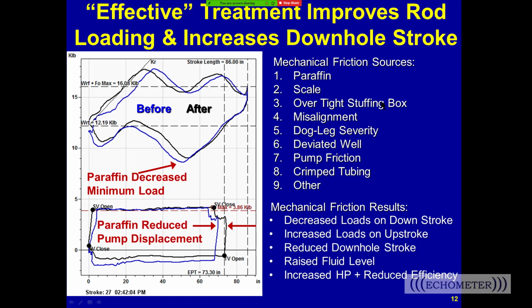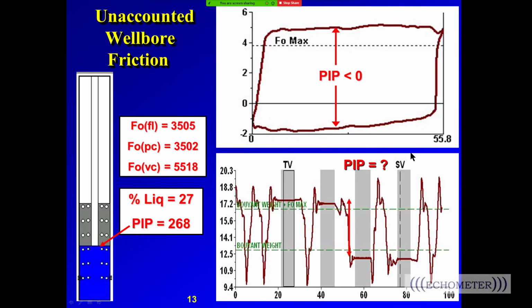It could be an over tight stuffing box. It could be a misaligned wellhead with your pump unit horse's head. It could be a crooked place in the well called a dog leg downhole. It could be from wellbore deviation. It could be pump friction, crimped tubing, or some other course problems, and that makes the system much less efficient and causes additional loss in stroke and additional loads, more horsepower. So there's a lot of penalties you pay for having this extra friction in your well.